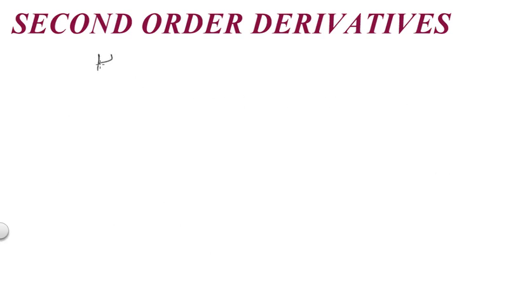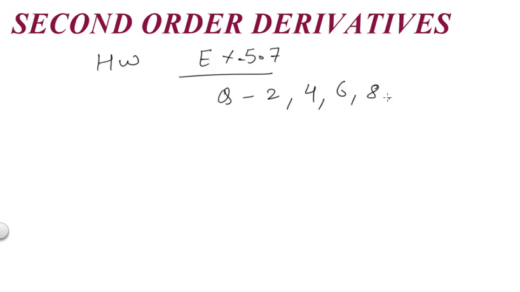So in homework exercise 5.7, the questions that you have to do are question number 2, question number 4, question 6, question 8, question number 9. So there are 5 questions only, will not take much time, so you need to do them and revise. Also read about second order derivative from the NCERT book. This is all for today. Thank you so much.